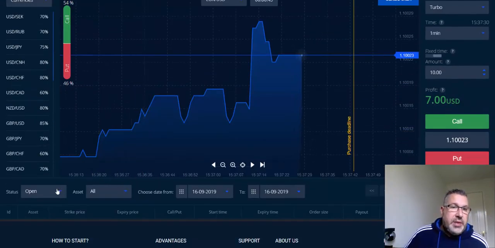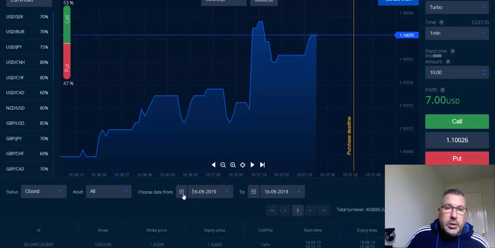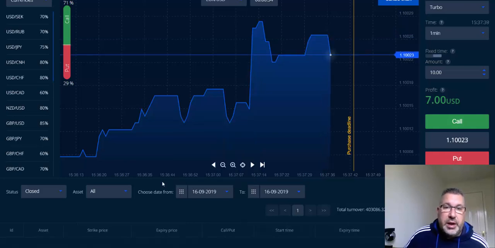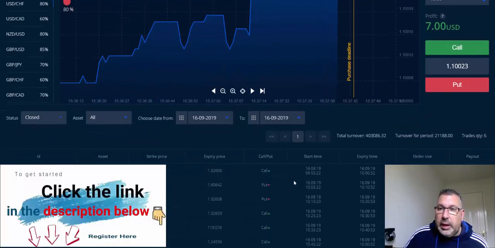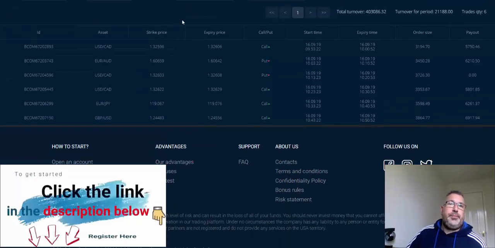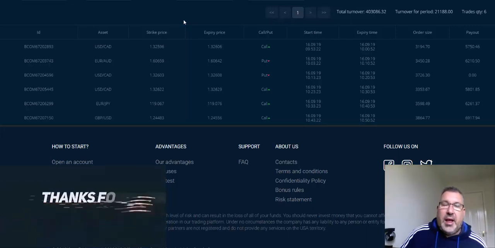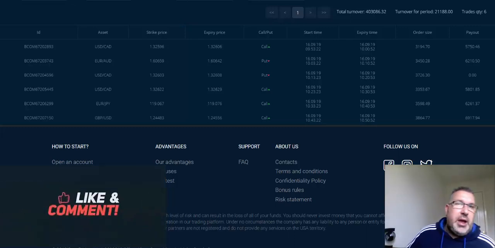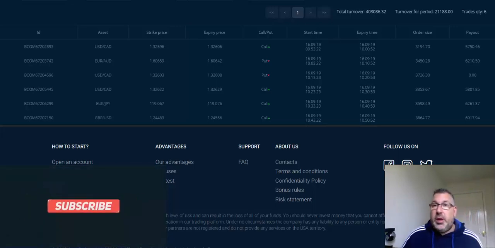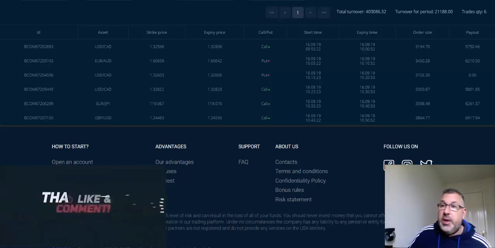This is my binary cent account. Go to closed, and that's today. That's today into the 16th. There's the 6 trades, and I put this up because a lot of people question it, saying I don't believe they're your trades, and I've had quite a few negative comments in the past. I should do this more often, but I don't feel like I need to prove myself every single time.